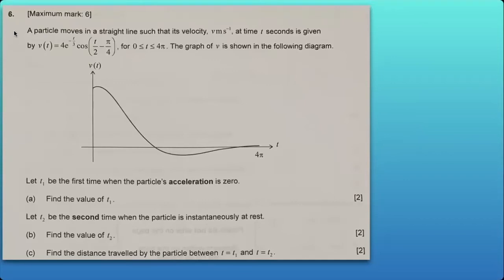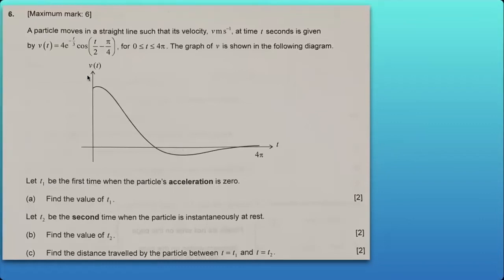Question 6. A particle moves in a straight line such that its velocity v meters second to the minus 1 at time t seconds is given by this function, for 0 ≤ t ≤ 4π. The graph of v is shown here. Let t1 be the first time when the particle's acceleration is 0. A, find the value of t1.